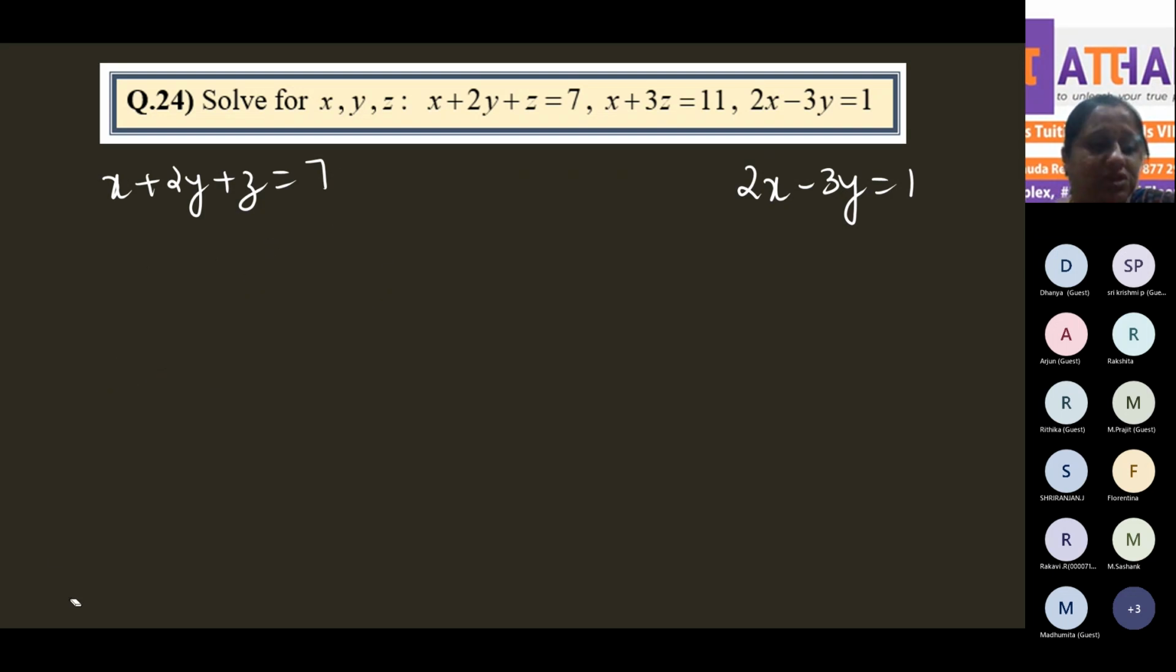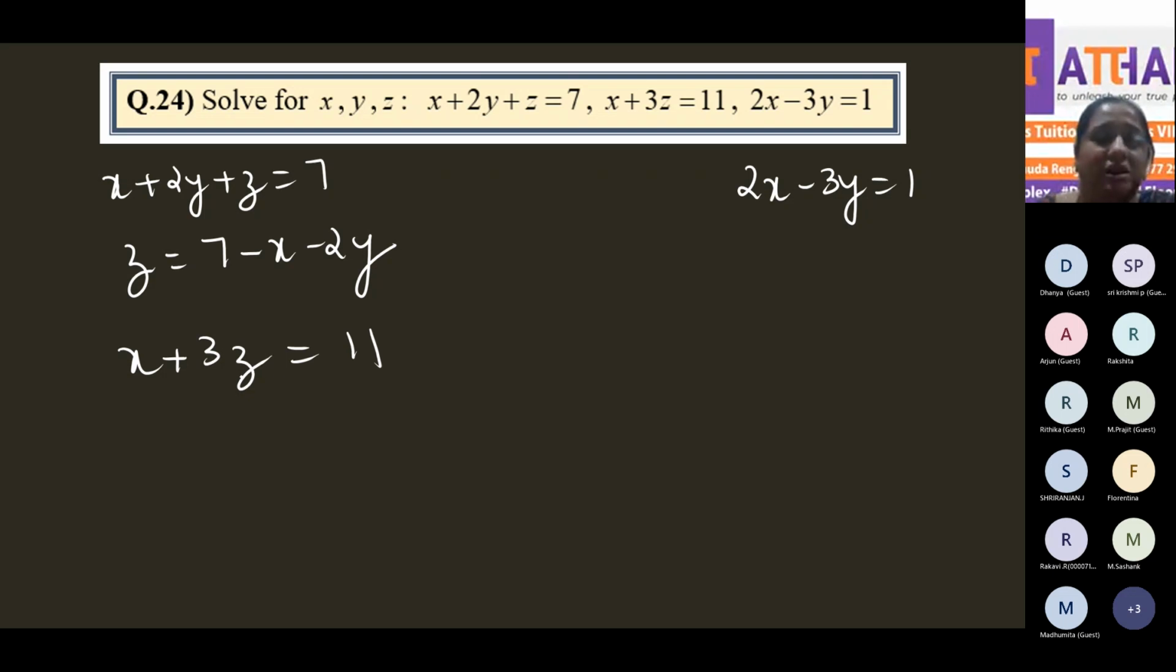Take up the first equation, children. In the first equation, write z in terms of x and y. So you will get z is equal to 7 minus x minus 2y. Now what you do? Take up the second equation, and in place of z, use this one. x plus 3 into, in place of z, use this 7 minus x minus 2y.